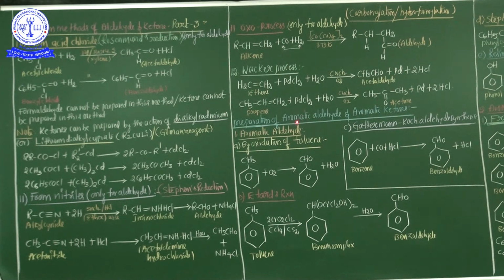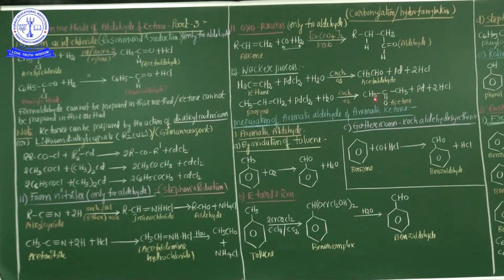Now my dear students, next one, the 13th one. Actually he put 12th here, but it is the 13th one. Now see here, the Wacker process. The Wacker process is also very important in the preparation of aldehydes. This is a recent method for the manufacturing of acetaldehyde. Write down this point: this is a recent method for the manufacturing of acetaldehyde from ethylene.